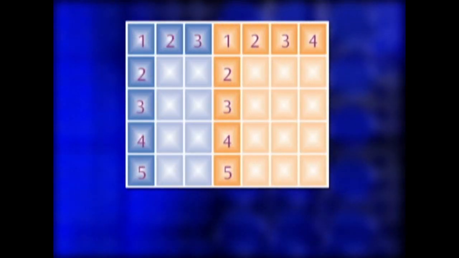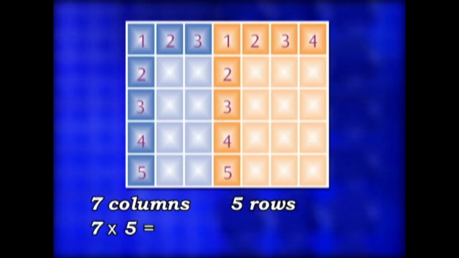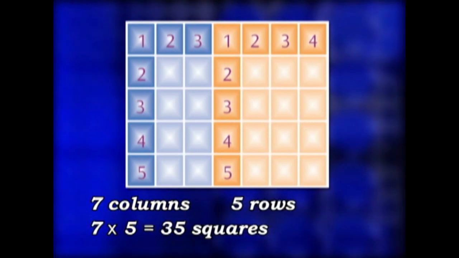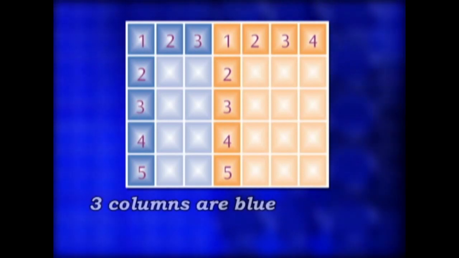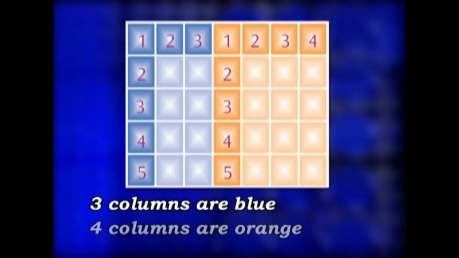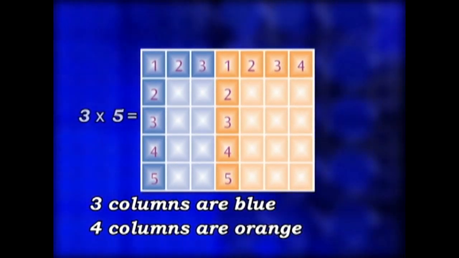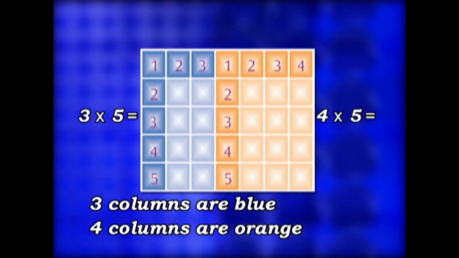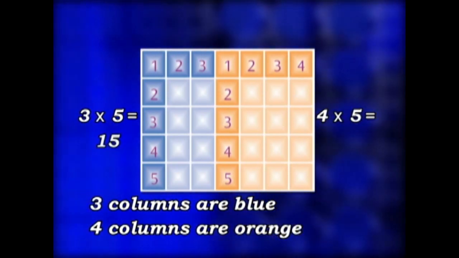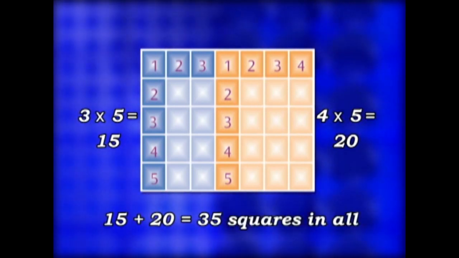We're talking about distributing. Look at these squares. There are 7 columns and 5 rows. So we have 7 times 5 equals 35 squares in all. But not all 7 columns are the same color. 3 columns are blue and 4 columns are orange. So we have 3 times 5 blue squares and we have 4 times 5 orange squares. That's 15 blue squares and 20 orange squares, making 35 squares in all.